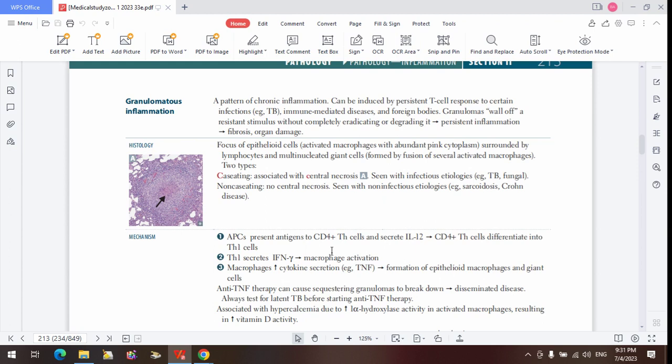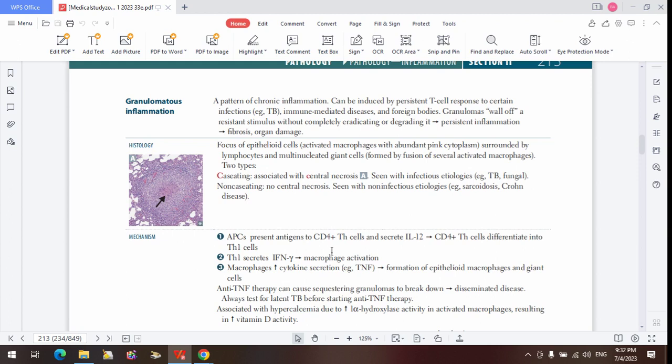A granuloma is a complex of immune cells that involves aggregation of the macrophages and the T cells surrounding that inciting stimulus. When we have the macrophages and the T cells surrounding that stimulus, confining it, walling it off, we have a granuloma. And that only happens when it is very difficult to eradicate or degrade that stimulus.